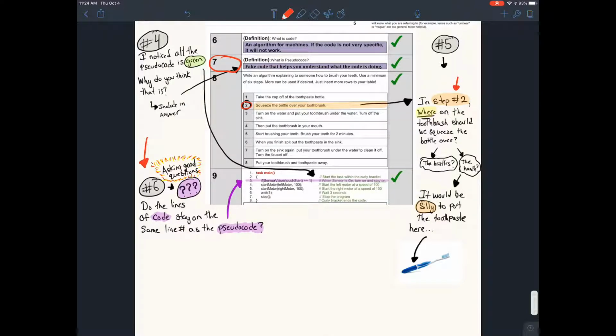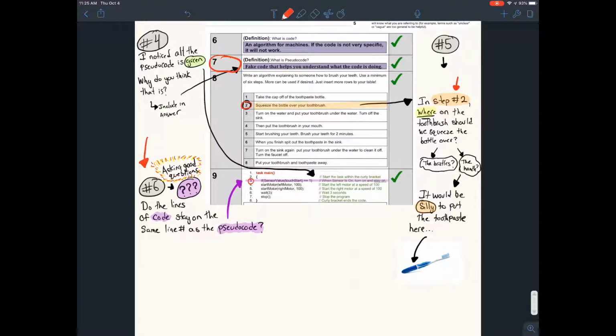So step number 6 in peer reviewing is make sure you ask a good question. Don't just say good job, you want to give them more detail. So my question I'm giving them here is, do the lines of code stay on the same line as the pseudocode? So I've highlighted over here question number 3, or step number 3, and I showed him the whole line to try and help him see that everything is on the same line, line number 3. So line number 3 says, for the pseudocode, when sensor is on, turn on and stay on. And that command in code is given with the if parentheses, sensor value parentheses, touch start parentheses, equals 1 end parentheses. So that line right there is being explained with the pseudocode over to the right.